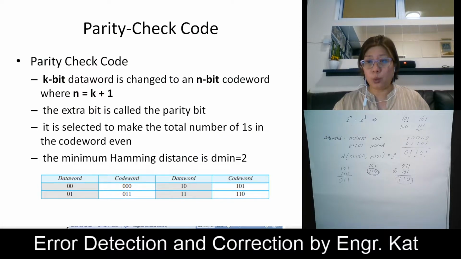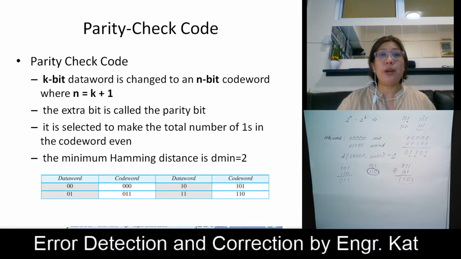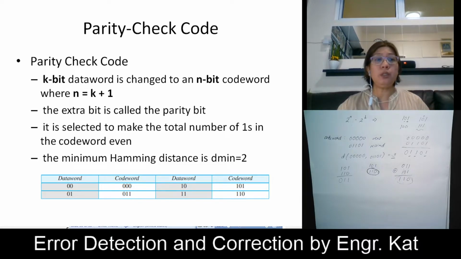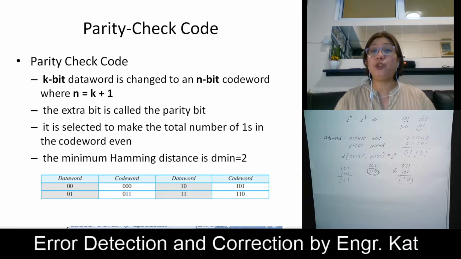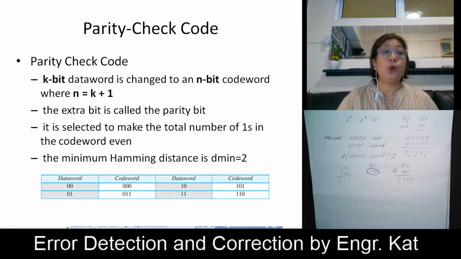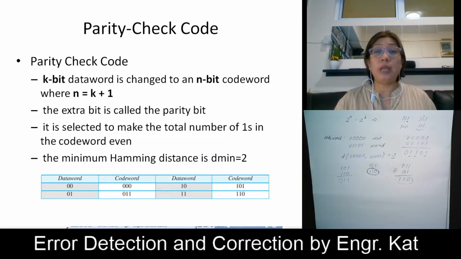Next is the parity check code. So what is the parity check code? Perhaps the most familiar error detecting code is the parity check code. In this case, we have a k-bit data word that is changed to an n-bit code word, wherein n is equivalent to k plus 1. Earlier, it was r, because it depends on how many additional bits we want to add, but in the parity check code, we only add one extra bit. That extra bit is what we call the parity bit.